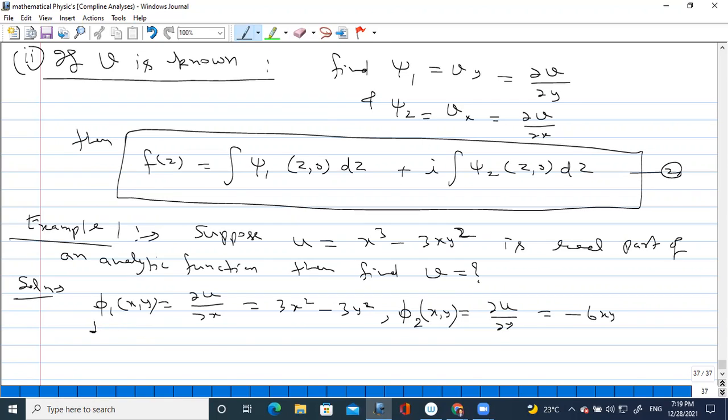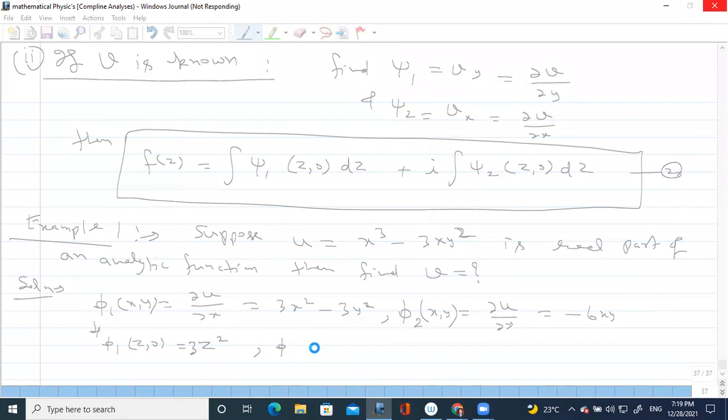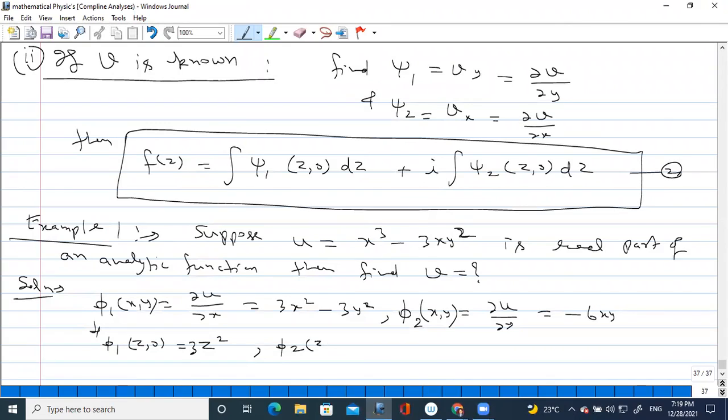Okay, so from here I will get psi 1 z0. Psi 1 z0 will be, in place of x you put z, in place of y you put 0. So this will become 3z square. Now again psi 2 z0 will be 0. So now your f(z) will be the integral of psi 1 z0, that is 3z square dz, minus i times the integral of psi 2 z0, that is 0 dz. So just integrate it.